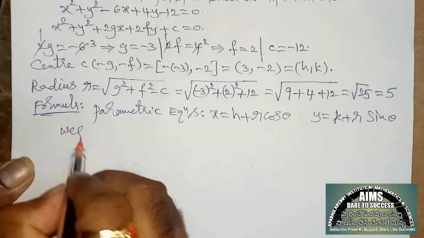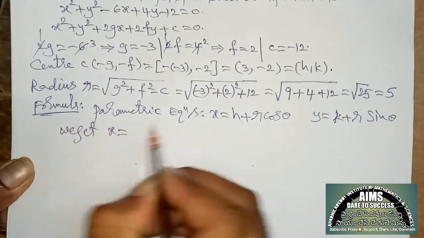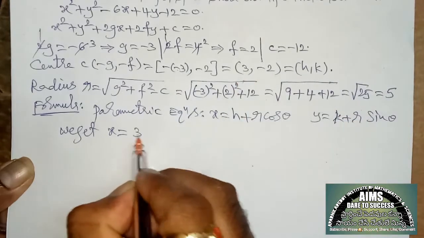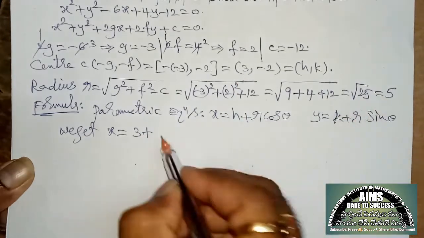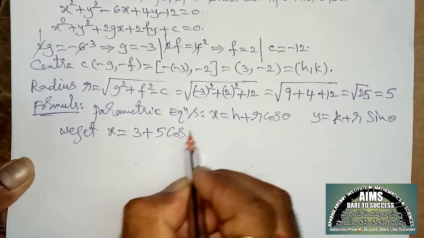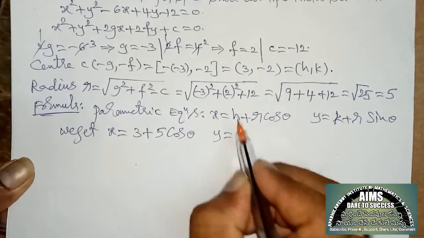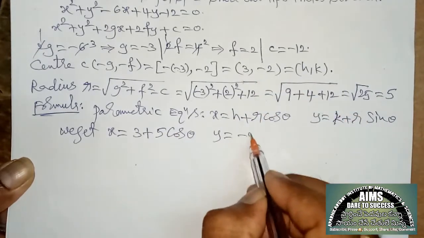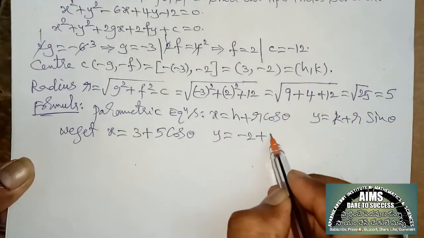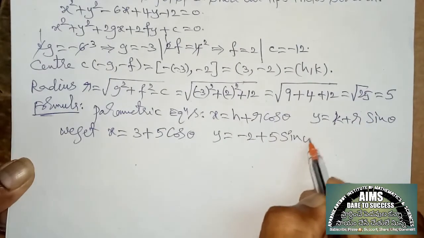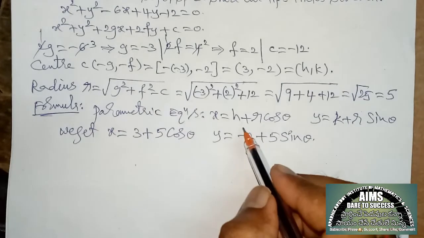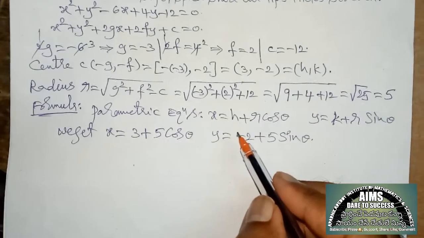So we get x is equal to h value 3 plus r value 5 into cos theta. Next, y is equal to k value minus 2 plus r value 5 into sin theta, which is the required solution for this problem.